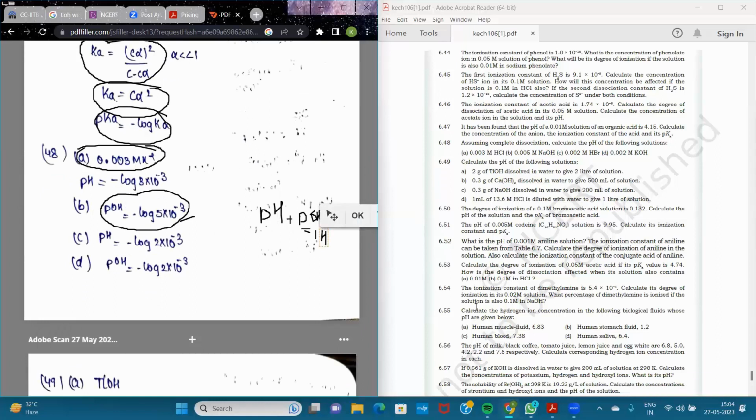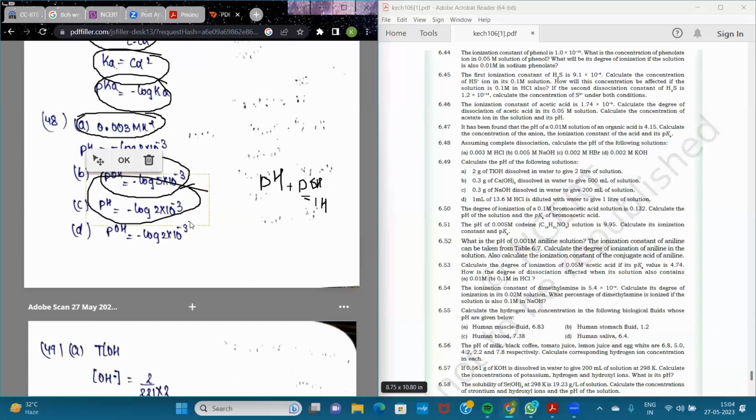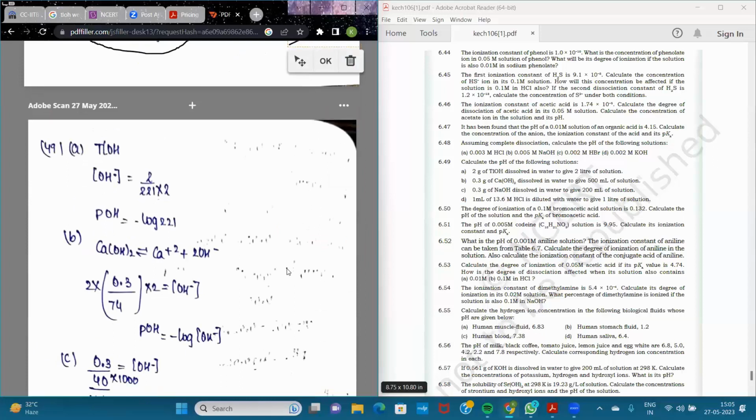Next, C part. HBr is also a strong acid, so we can directly write the concentration of H+. KOH is also strong, but here we'll get the pOH value. We need to use this relation in order to find the pH value. Go on with the 49th question. Calculate the pH of the solutions.